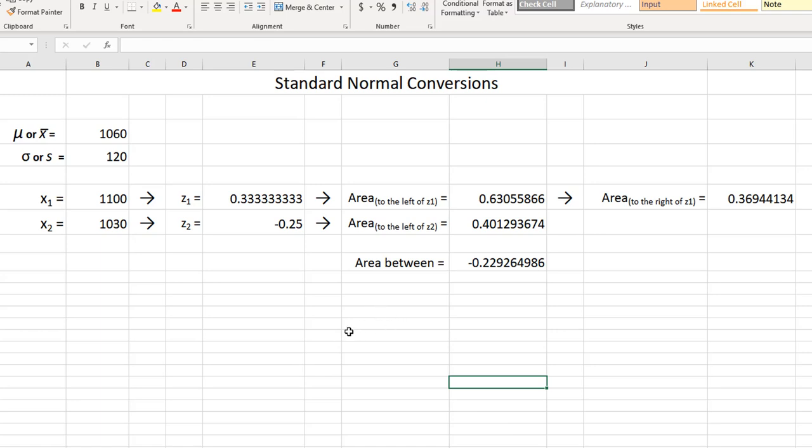Okay, we're done with the standard normal conversions.